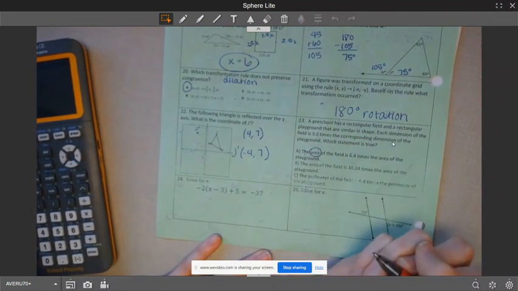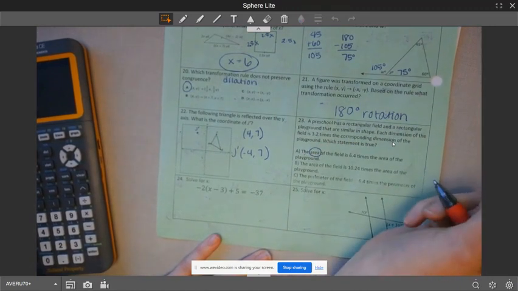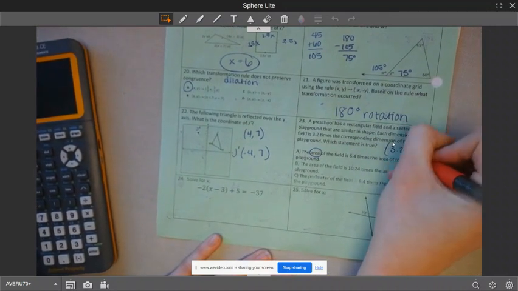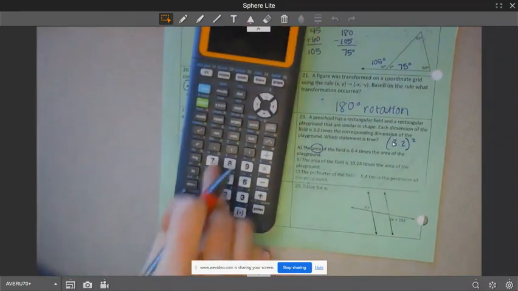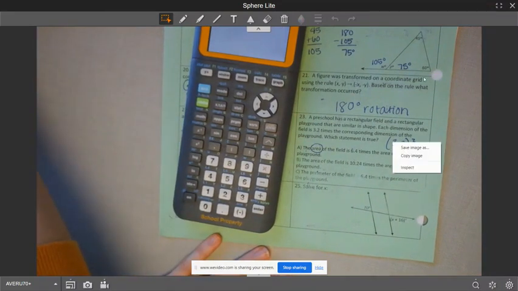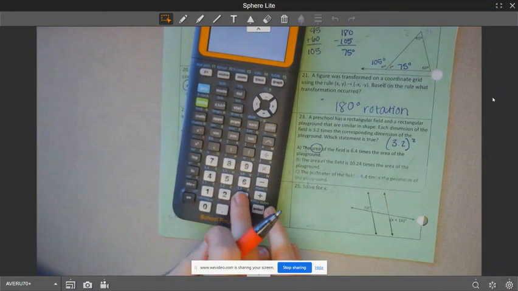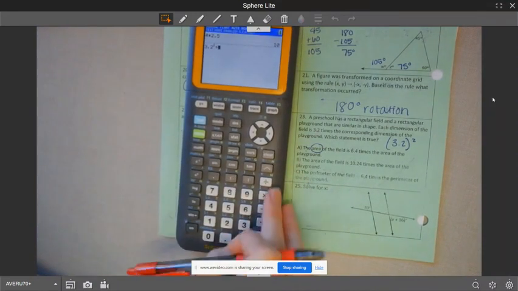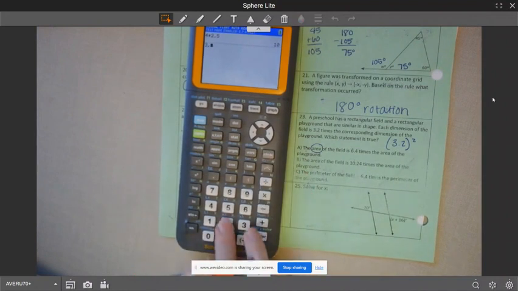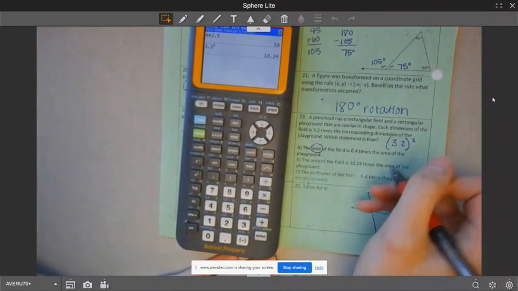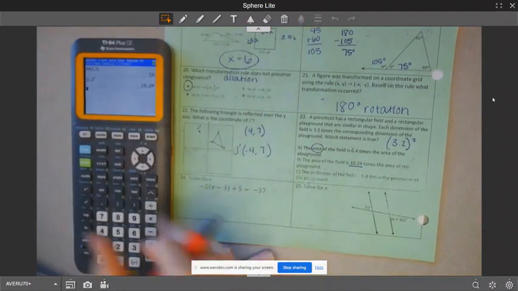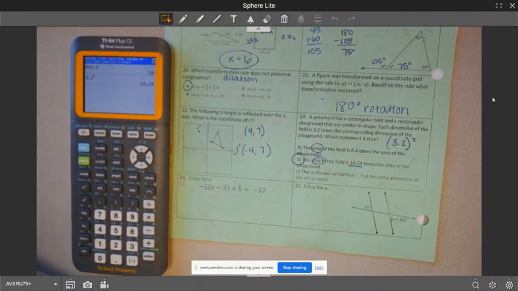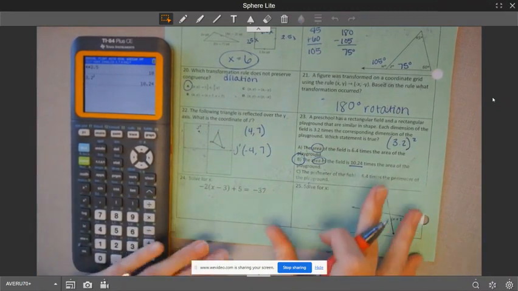Okay, if I'm talking about area and we're talking about similar shapes or a dilation, area is always going to be your scale factor squared. So I need to figure out what 3.2 squared is so that I'll be able to answer this. 3.2 squared is 10.24. So I need to change the area by 10.24. The perimeter only changes by the scale factor. The area changes by the scale factor squared.